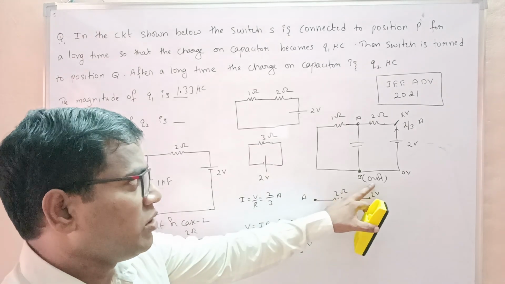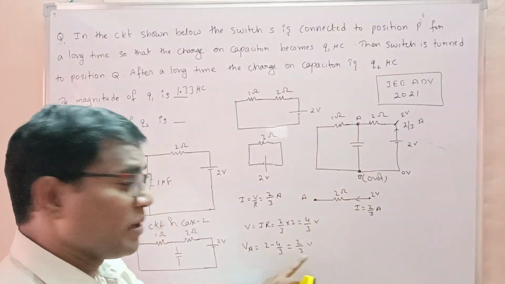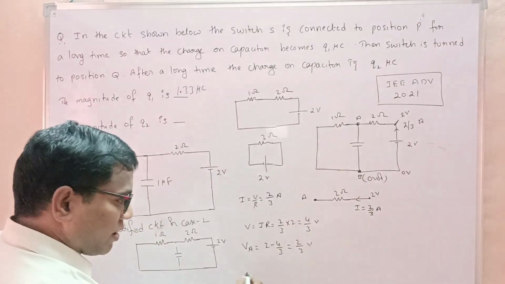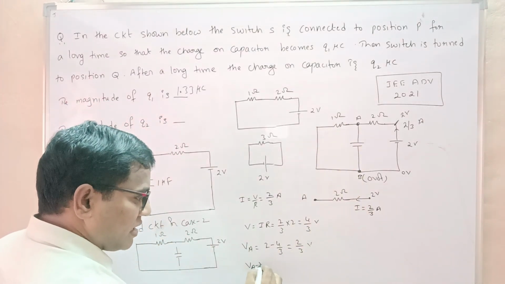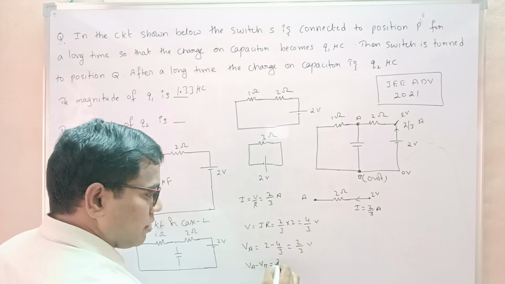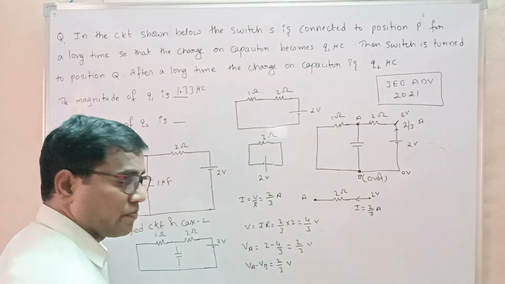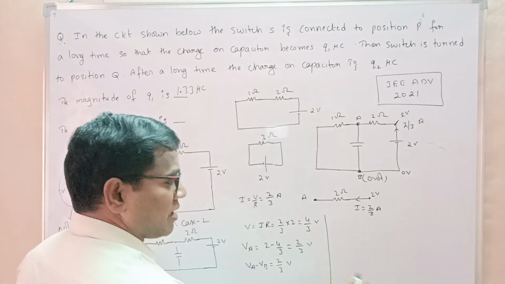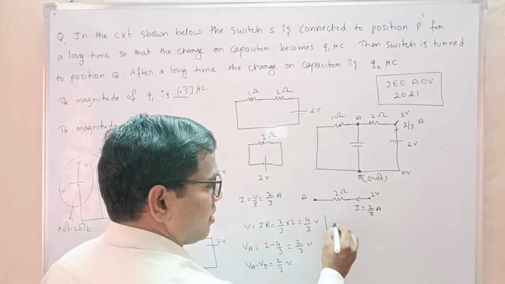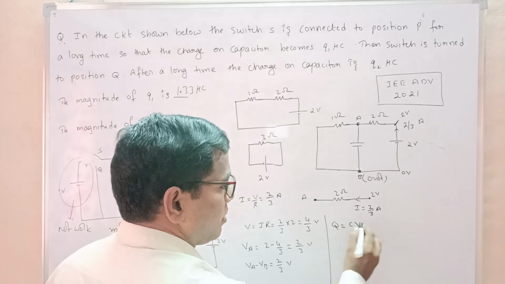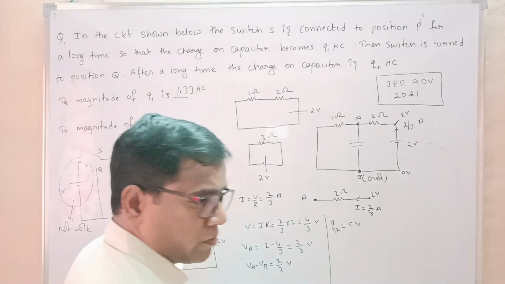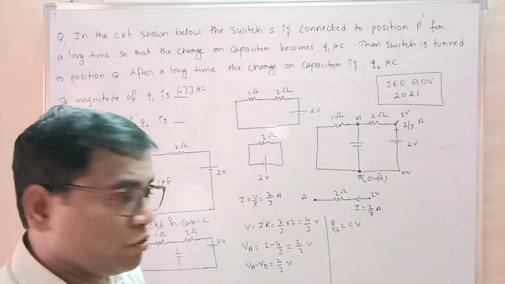And B is at 0 volt, A is at 2 by 3 volt. So the potential difference between A and B, VA minus VB, can be written as 2 by 3 volts. If you got the potential, then you can calculate the charge by using the formula Q is equal to CV. I will write this as Q2. In the question it is mentioned as Q2.